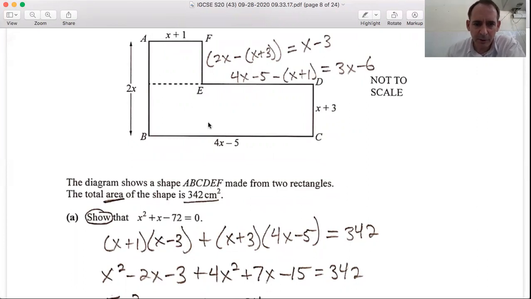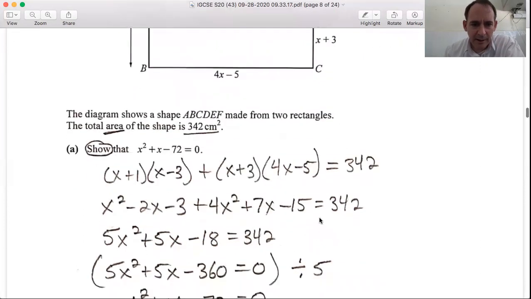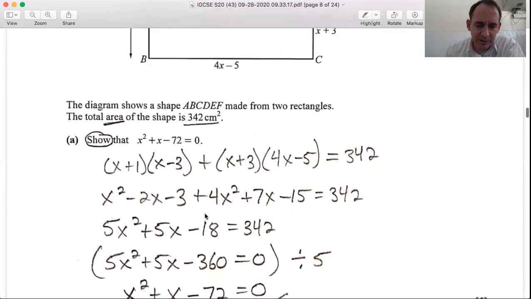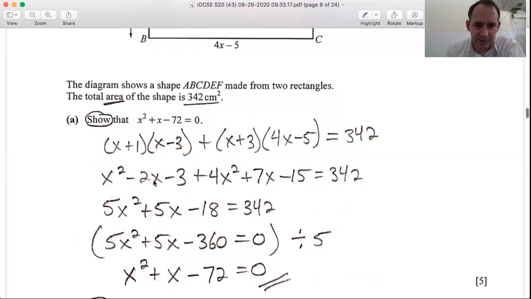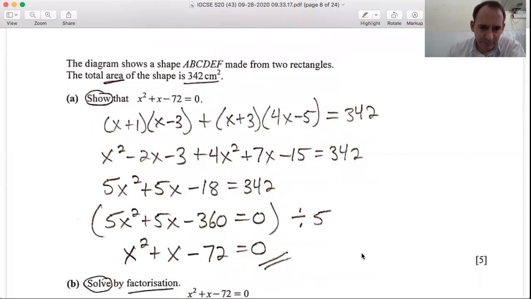So for the small rectangle, the width is x plus 1, and the height we calculated as being x minus 3. So x plus 1 times x minus 3 plus this bigger rectangle, which is x plus 3 here on the side, and 4x minus 5 long. Multiply both of those out, and you get x squared minus 2x minus 3 plus 4x squared plus 7x minus 15. All of this area equals 342.